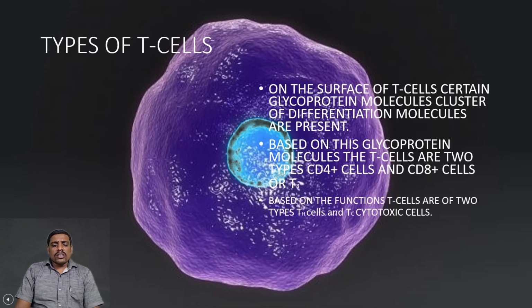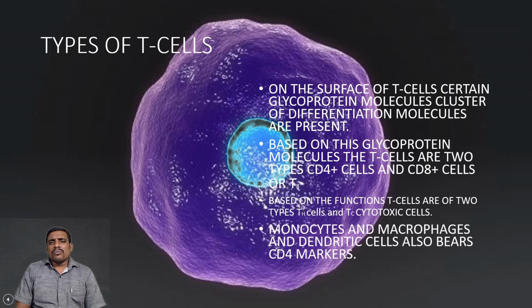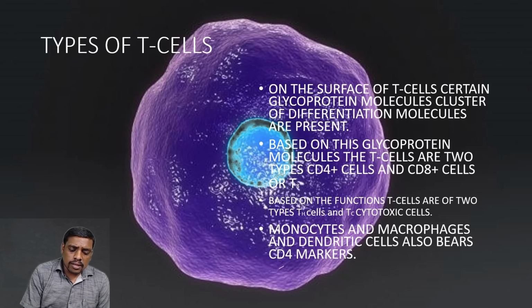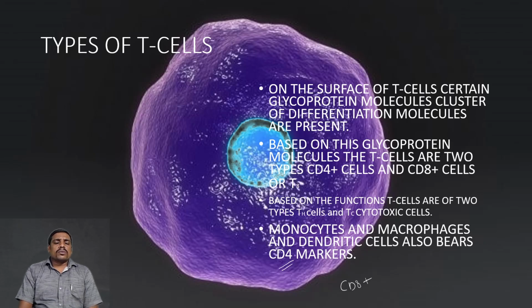Now, based on the functions, T cells are of two types. What are they? TH cells and TC cells. TC cells are nothing but T cytotoxic cells. Now, monocytes and macrophages, and even the dendritic cells, are also bearers of CD4 markers. These CD4 markers and CD8 markers play a key role in the adaptive immunity.